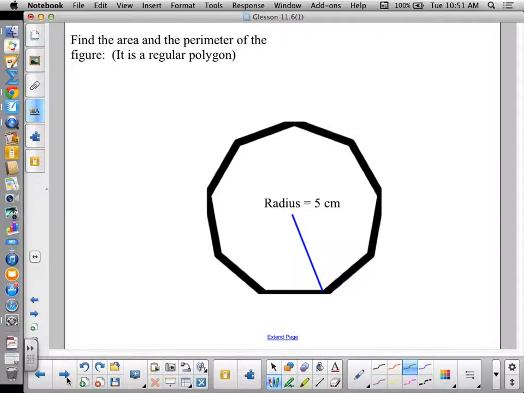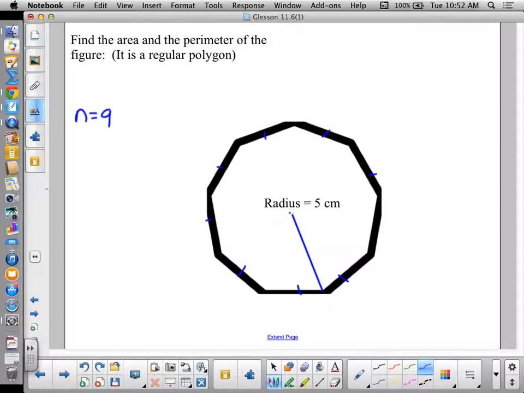This is a regular polygon. Find the area and perimeter of it. Radius is 5 centimeters. All right, so first thing I need to do is figure out how many sides we have. 1, 2, 3, 4, 5, 6, 7, 8, 9 sides. So the number of sides is 9.